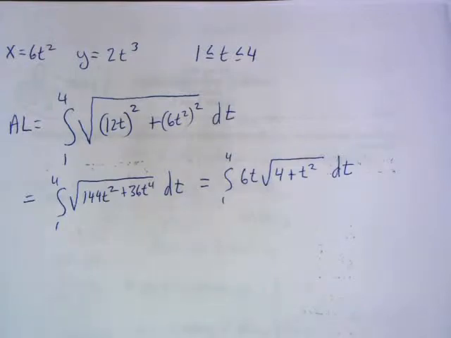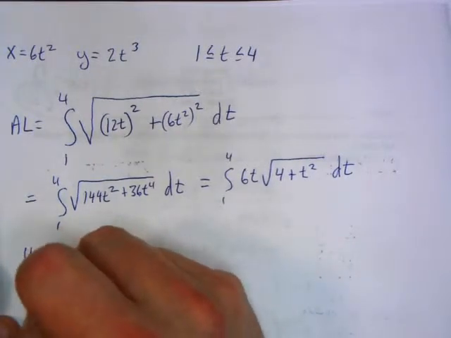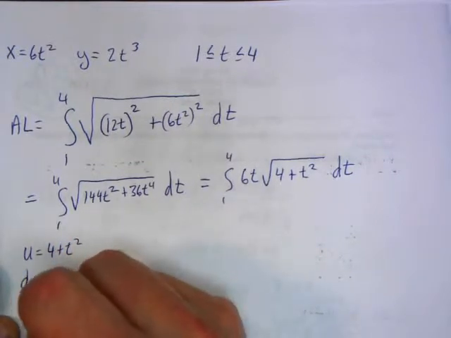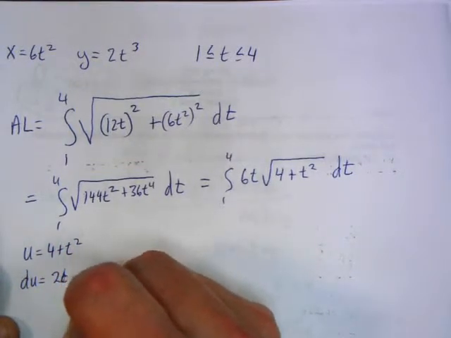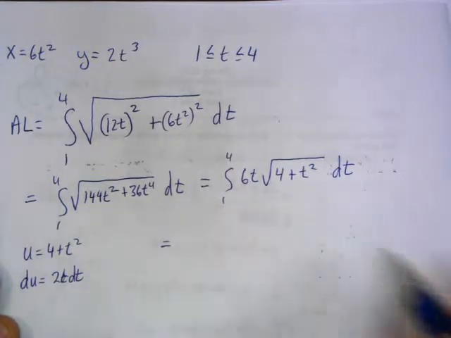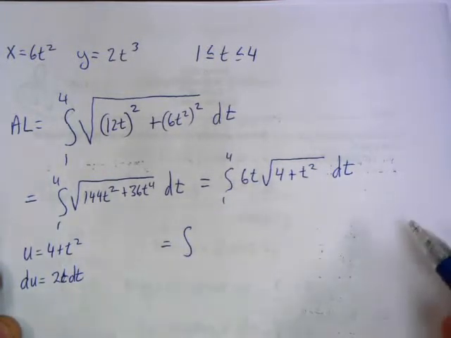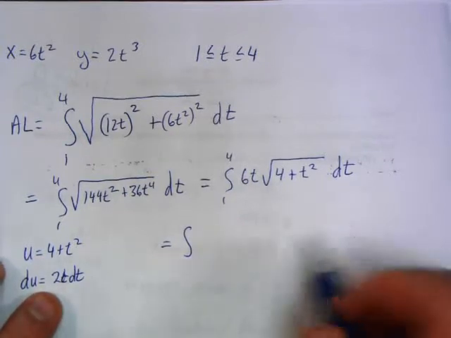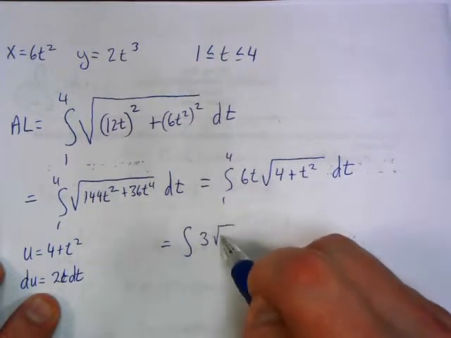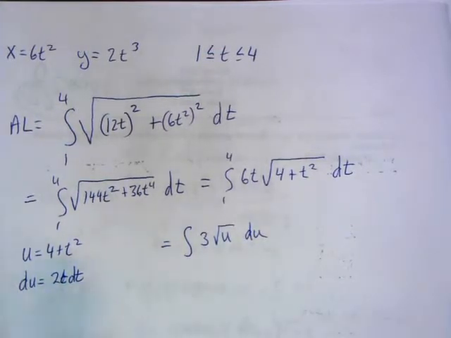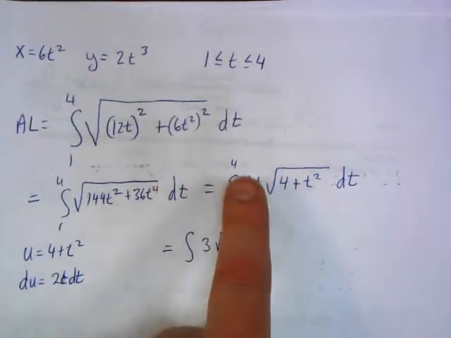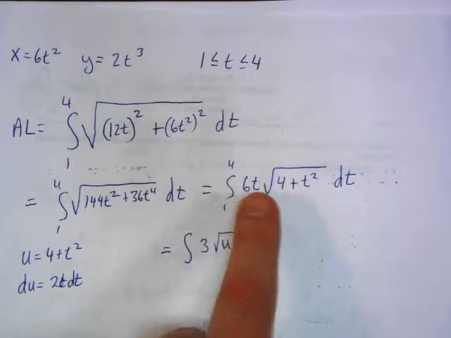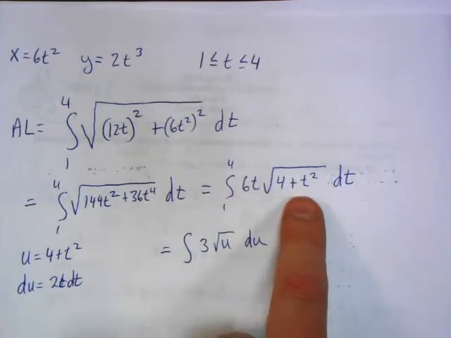All right. Now what? It becomes a u-sub problem. u equals 4 plus t squared. du is 2t dt. Integral of 3 square root of u du. Where'd the 3 come from? I need a 2 from this. So 2 times 3 gives me 6. So I take this 6, I divide it by 2. For this, that gives me the 3. Square root of u du.